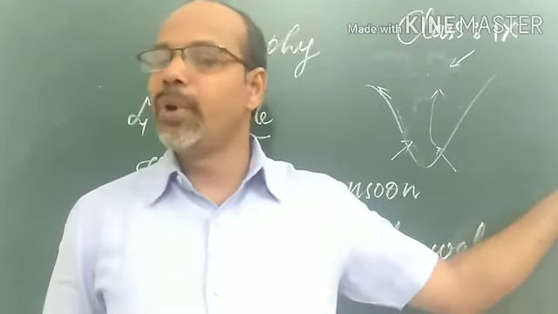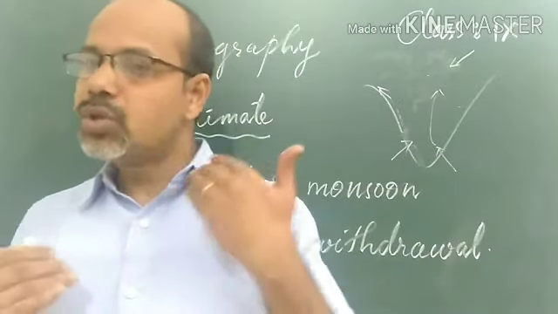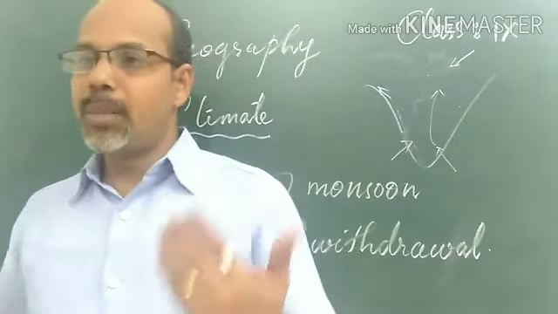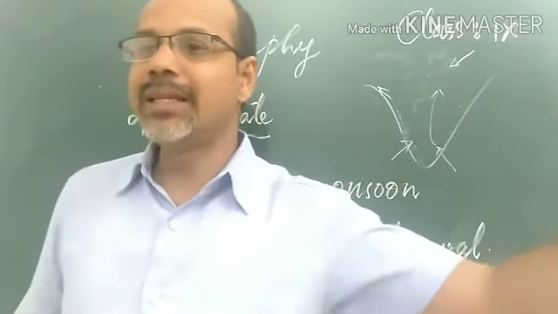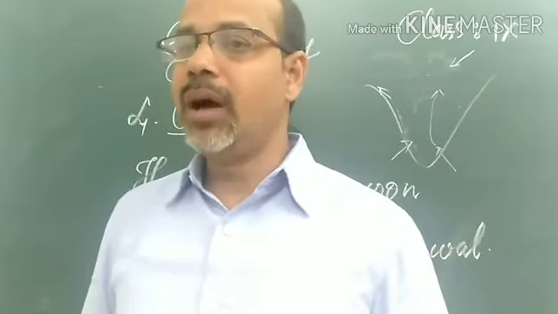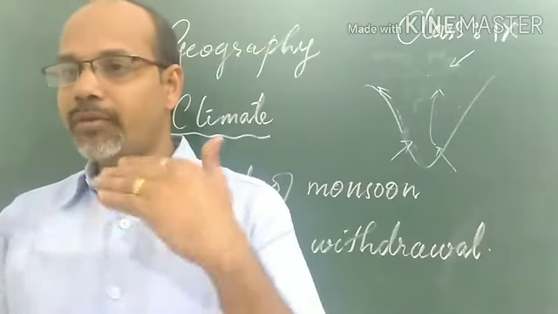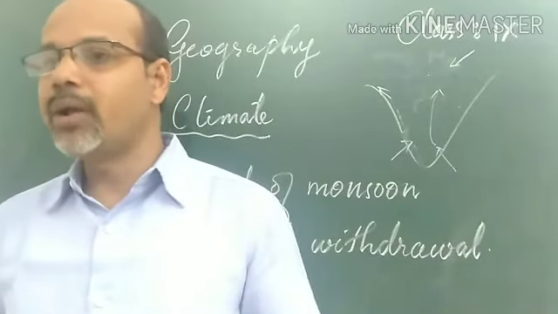So the islands of our country, especially in the Arabian Sea, there are the islands of Lakshadweep, and in the Bay of Bengal, the Andaman and Nicobar Islands. These regions first experience the monsoon showers before it reaches the Indian mainland. The island groups experience the heavy rainfall or the first showers of monsoon. Then after that, it reaches the mainland of India.